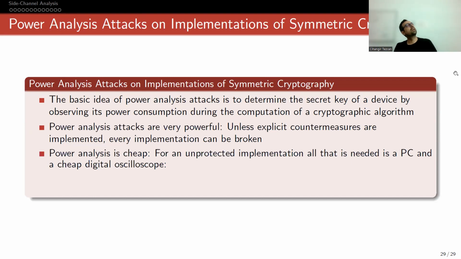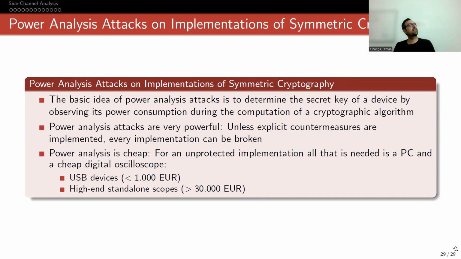Power analysis is cheap. For an unprotected implementation, all that is needed is a PC and a cheap digital oscilloscope. You can buy one for very cheap. These are small devices that you plug in by USB, but they're not very capable. If the implementation is protected, you need a better device, like high-end standalone scopes, but they cost more than 30,000 euros. This way you can plot the power consumption, and by looking at the plot, you can capture intermediate values of a cryptographic algorithm, and this way capture the secret key, some part of it, or sometimes the whole secret key.